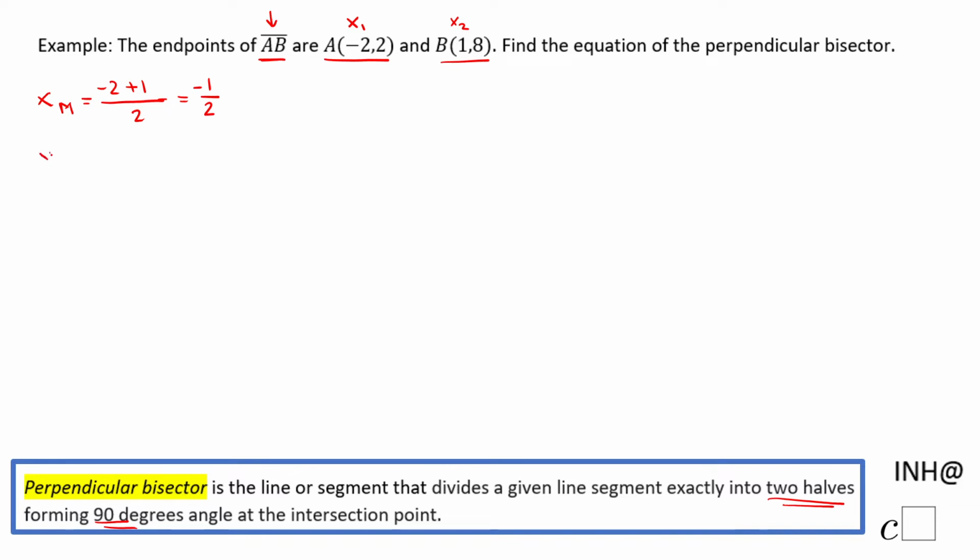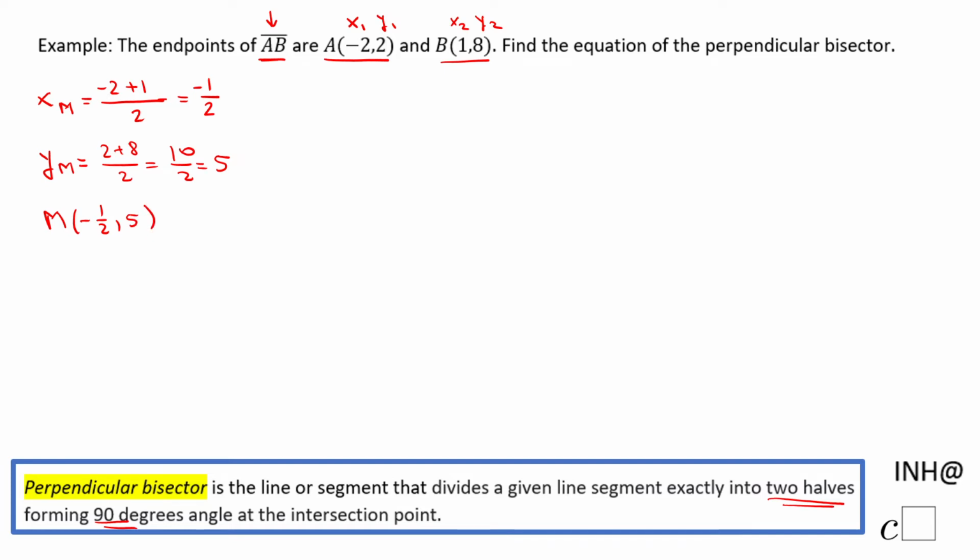Then I'm going to do the same thing for the y coordinate of the midpoint, y sub m, where we're going to add the y coordinates, y1 and y2, and divide by 2. 2 plus 8 divided by 2 is 10 over 2, which can be simplified to 5. So we know that this perpendicular bisector will go through this point M, (-1/2, 5).